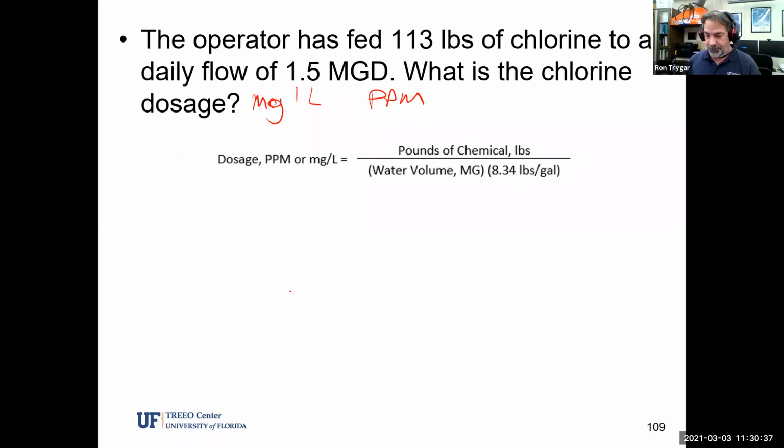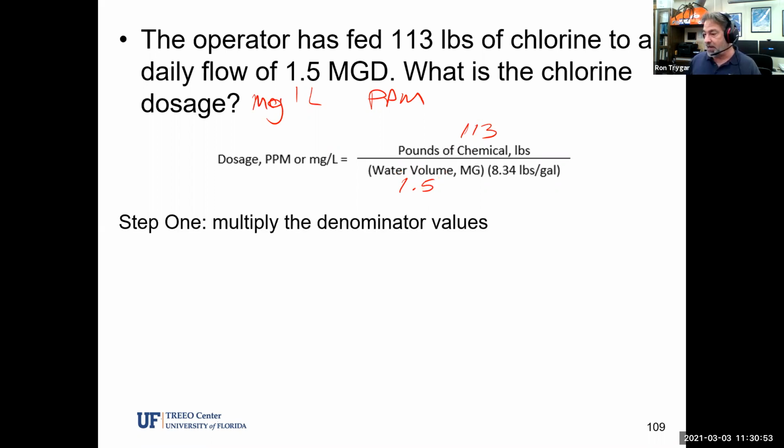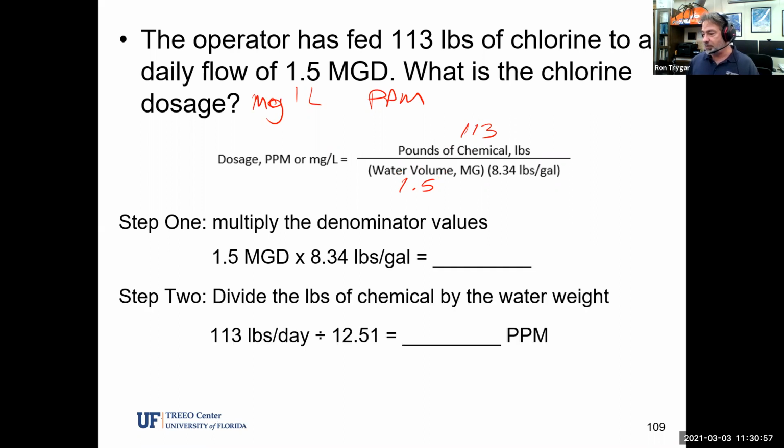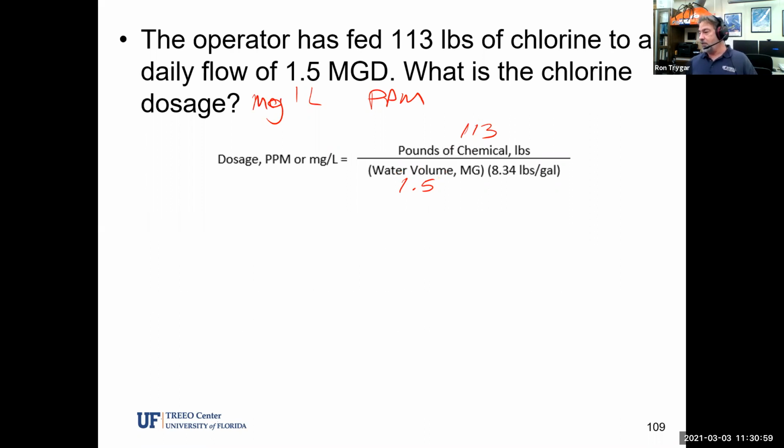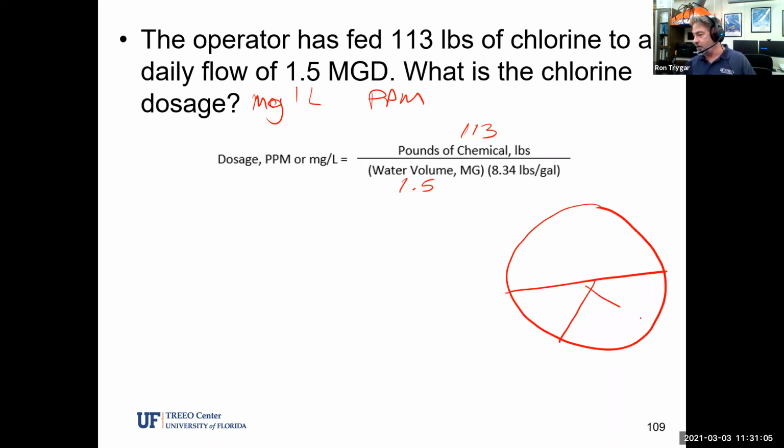So let's work this out. We know the pounds of chemical is 113. And we know the water volume in this case is already given to us as million gallons a day. So we can just plug that number directly in, and we have our numbers already figured out. If we're going to use the Davidson's pie chart, we're going to write it out like this. I thought I had that written out for you here. I think it might be on the next slide, but that's okay. We'll work it out here.